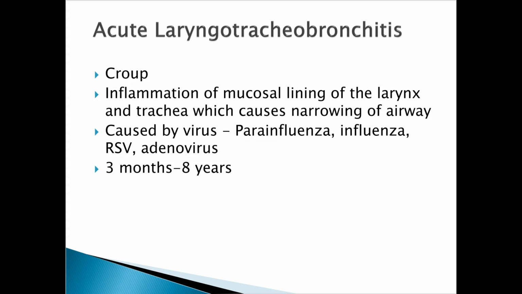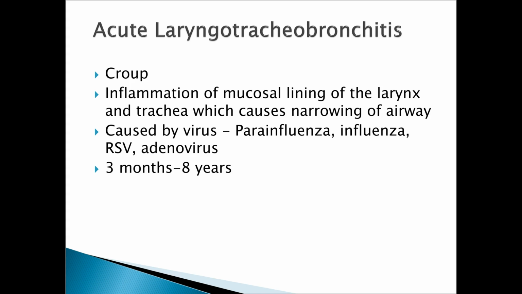All right, so now we're moving on to croup, which if you've heard anybody who's had croup, you will never forget it. It sounds like a barking seal. And it's inflammation of the mucosal lining of the larynx and trachea, which causes narrowing of the airway. It's typically caused by a virus, the parainfluenza virus, the influenza virus, RSV, or the adenovirus. It's getting to be about that time now that everybody's going to be adenovirus positive or influenza positive, and so everybody's going to have to be isolated.